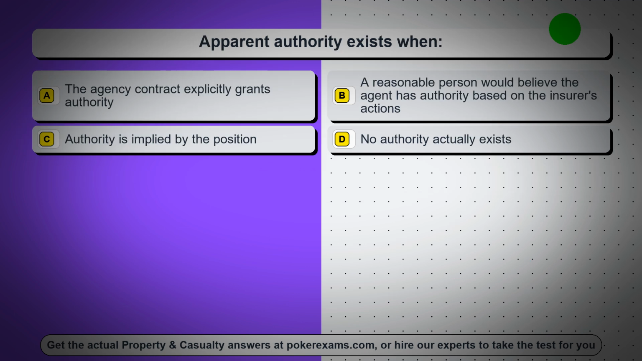Question 12. Apparent authority exists when: Option A. The agency contract explicitly grants authority. Option B. A reasonable person would believe the agent has authority based on the insurer's actions. Option C. Authority is implied by the position. Option D.